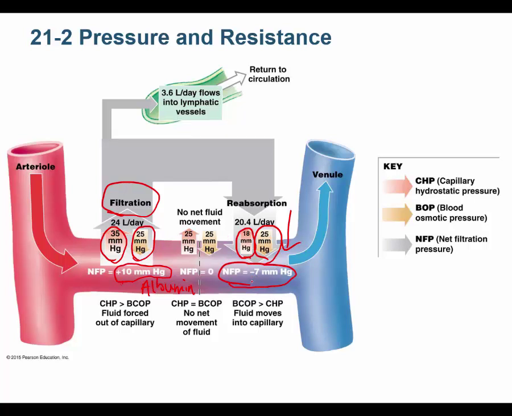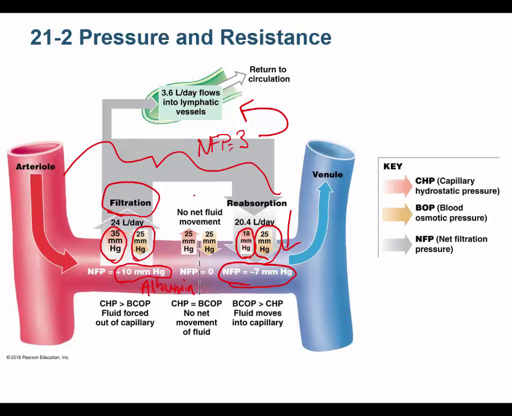Now, at my arterial end, my net filtration was positive 10. So I'm pushing water out by positive 10. At my venular end, I'm pulling water in by 7, and it's a negative 7 because I'm pulling water in. Well, 10 is still bigger than 7. So overall, in this entire capillary bed, I've lost water because overall I have a net filtration pressure of 3. 10 minus 7 is 3. I lose water. What that results in is a loss of 3.6 liters of fluid out of my blood per day. I couldn't possibly live that way.